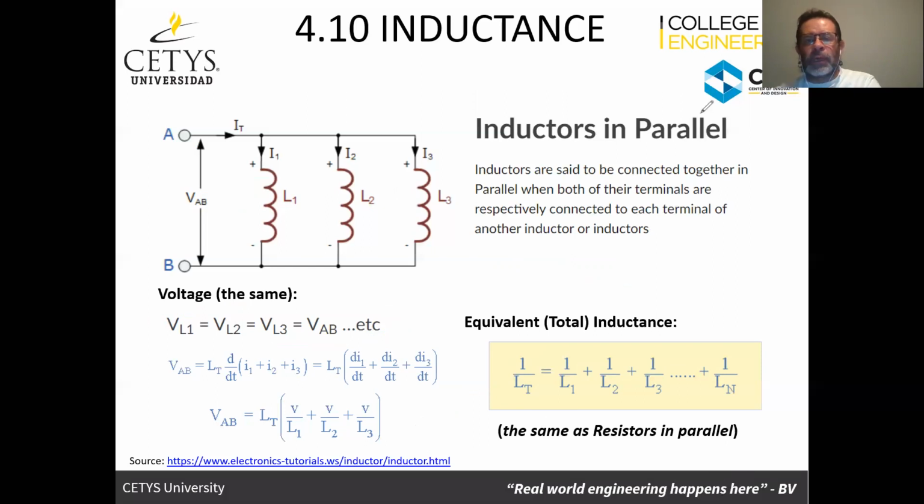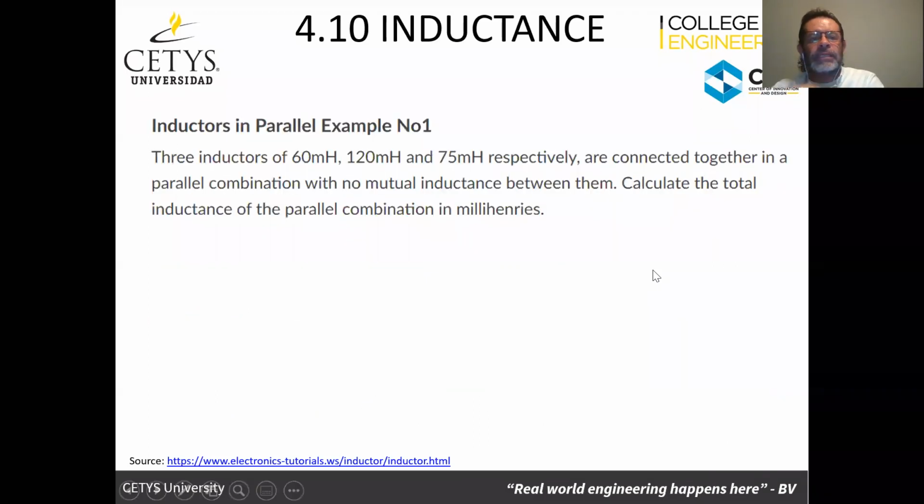So let's assume that we've now got 3 inductors, 60 millihenries, 120 millihenries, and 75 millihenries connected together in parallel. What would be the total inductance?